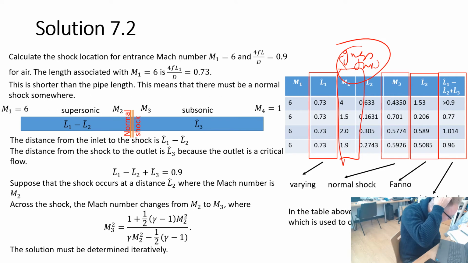So in general, the total length of the system must be equal to 0.9, which means that the first section, the supersonic flow section, plus the critical flow length must be equal to 0.9. And so how do we do that? Well, we kind of guess.